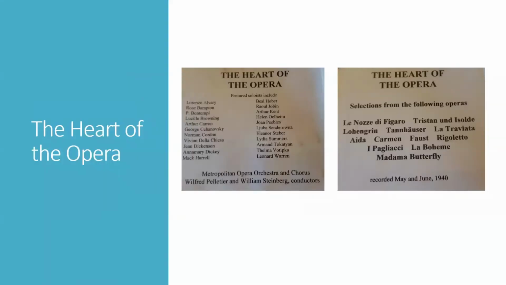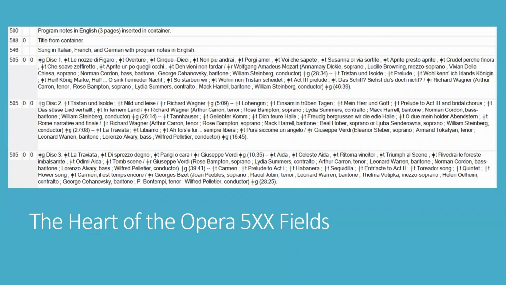So let's look at our first example. This is the Heart of the Opera, which was cataloged by CMC staff for the Roosevelt University Library. And the opera was originally recorded in May and June of 1940, and the audio CD was published in 1982. So here are some of the Heart of the Opera 5XX fields. So I will briefly go over all the 500 fields on this slide.